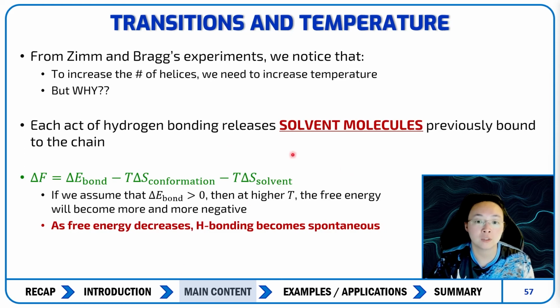We can conclude, using the Helmholtz free energy equation and the assumption that delta E is greater than 0, that any decrease in free energy is going to result in spontaneous hydrogen bonding.